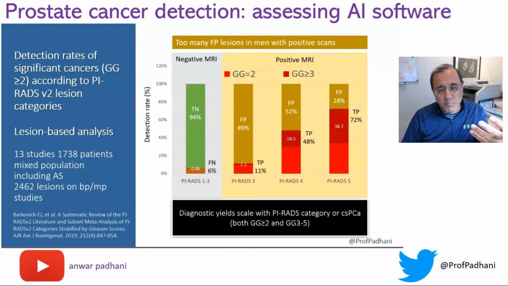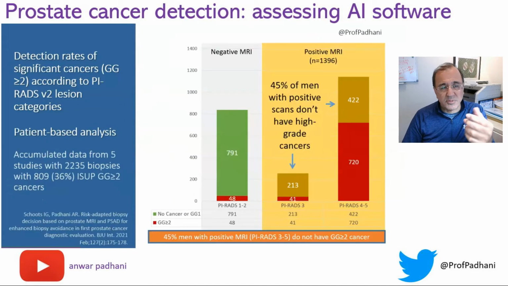And when you do the math, what you notice in this particular analysis is that 45% of men with a positive MRI, in other words, PIRADS 3, 4, 5, don't have high-grade cancer diagnosed. And this is a real issue.